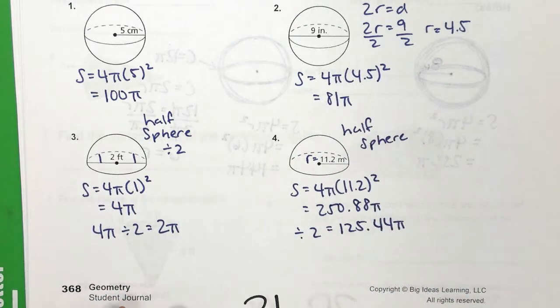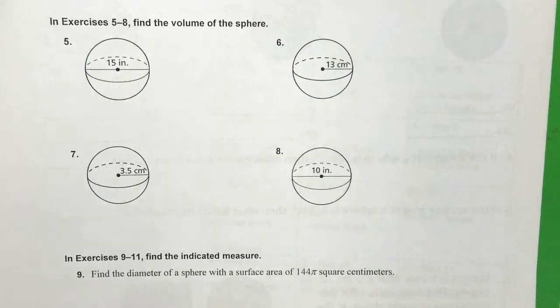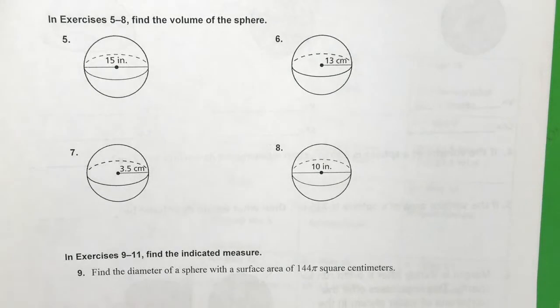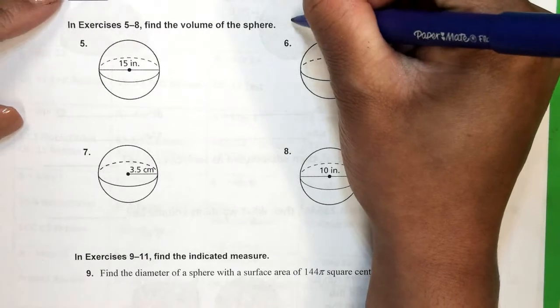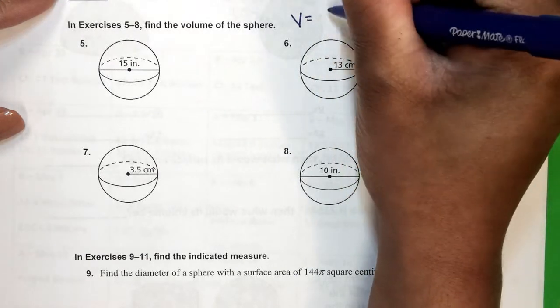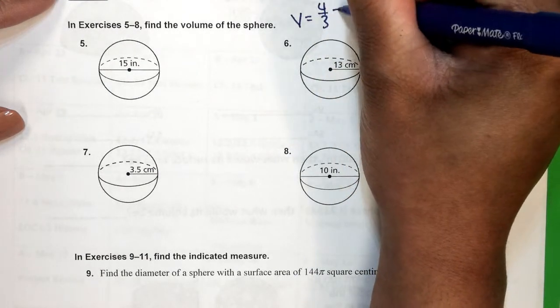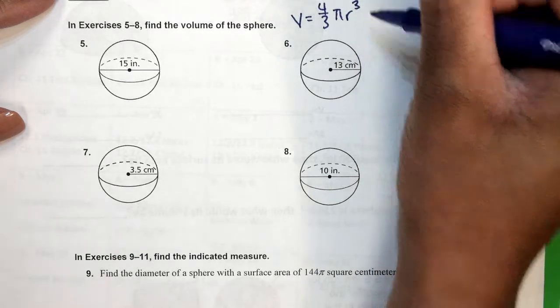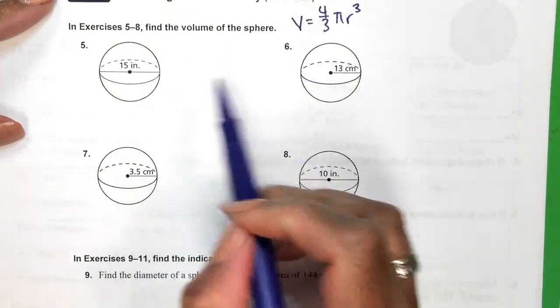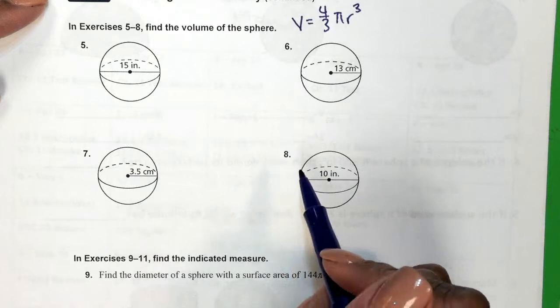So on the next page, we're going to practice with volume as well as finding missing dimensions in our spheres. So 5 through 8 is find the volume of the sphere. Now we're going to talk about volume of the sphere, and the equation for volume is 4/3 pi r cubed. And we're going to apply this to all of 5 through 8.